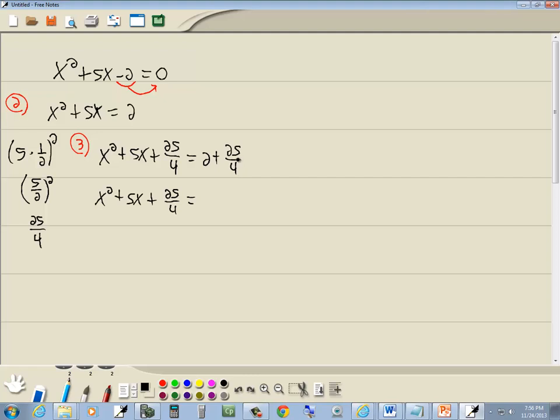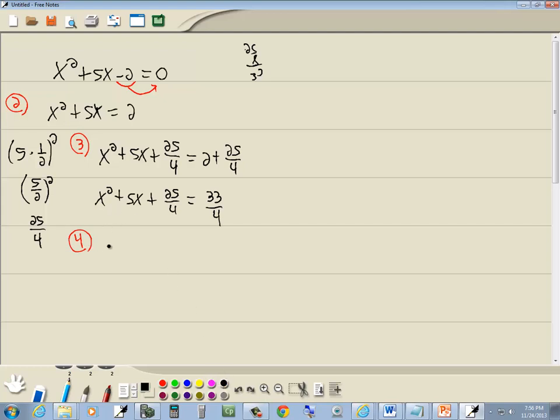Drawing a real blank here. 33, I think? Let's see. 25 and 8. 8, 9, 3. Yeah, 33. Okay. And step 4, I would say I'm tired, but I just woke up from a nap.